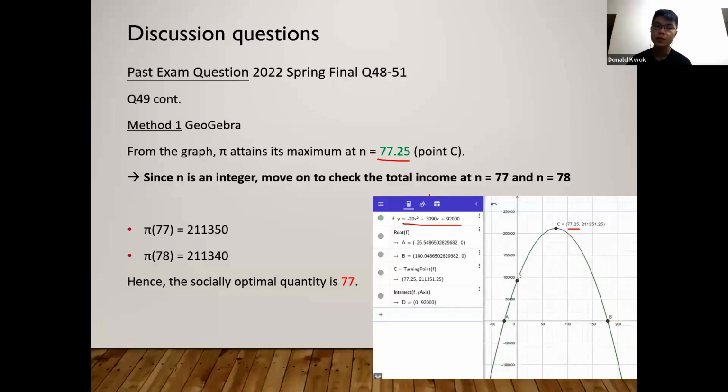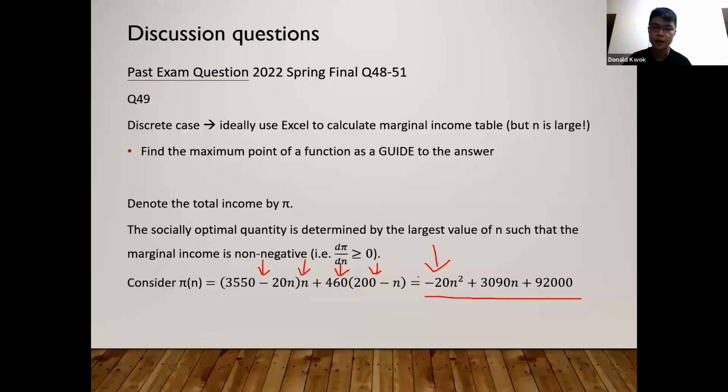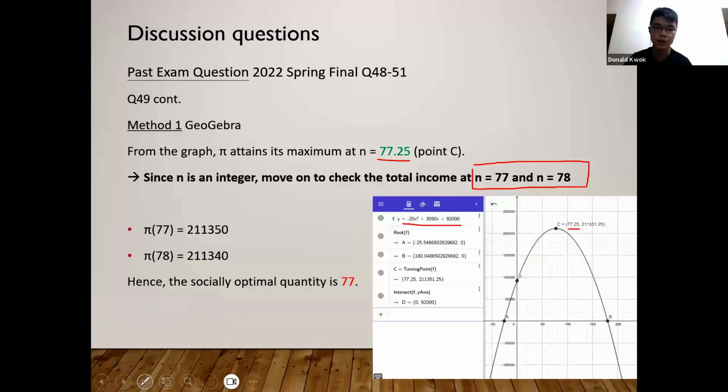And be aware, using this method of finding the maximum point, we need to do a little bit of checking because the number here just serves as a guide to the answer. Specifically, because n can only take integer values, we need to check the integers around 77.25. In particular, check the total income at 77 and 78. If you put n equals 77 and 78 back into this total income function, then you should be able to calculate the corresponding income at these two points. And apparently, the income at n equals 77 is larger, and this is why the socially optimal quantity is 77.